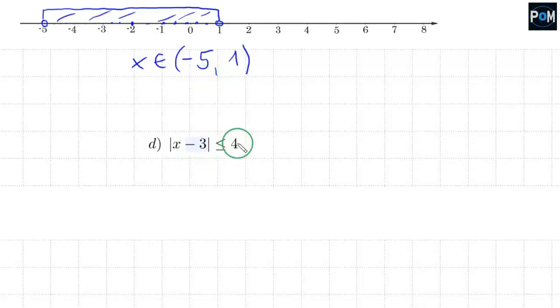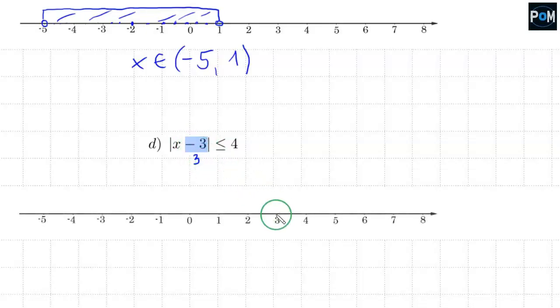In example D, we have an absolute value of x - 3, and it should be less than or equal to 4. We do similarly. First, we take this number, which is 3, change its sign. The number 3 is here. We first find such numbers that are 4 away from this 3. 4 to the right is here. And this time the circle is closed because we have a non-strict inequality. Here it should be smaller or equal, so the circle is closed.